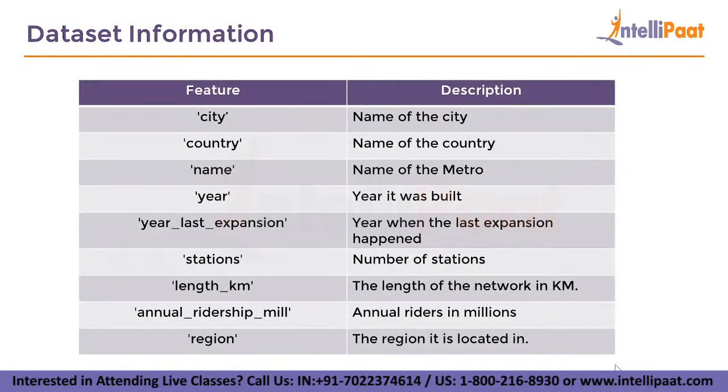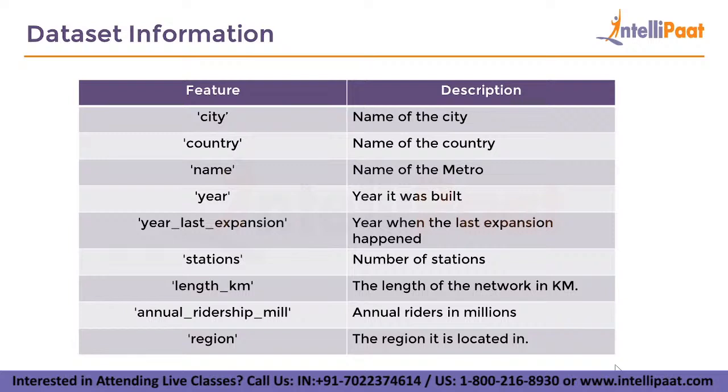So let's also take a look at the dataset, where we have all these features: city, country, name, year, last expansion, stations, length in kilometers, annual ridership in millions, and region. We have also described the columns here. City is the name of the city, then we have the name of the country, the name of the metro, the year it was built, and the year when the last expansion happened for that particular metro. Then we have the number of stations, the length of the entire network in kilometers, the annual riders, which is in millions, and last but not least, the region column, which is nothing but the region where it is located.